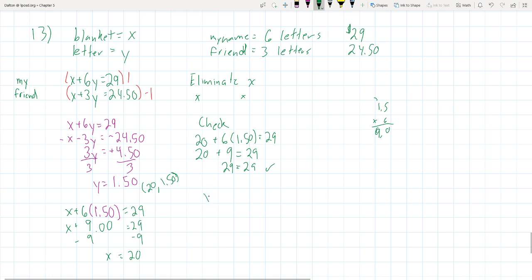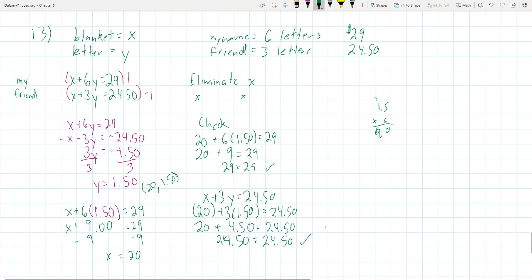Then we do x plus 3y equals 24.50. So my x is 20 plus 3 times 1.50. 3 times 1.5 is 4.50. Add those together, and we get 24.50 equals 24.50. Awesome.